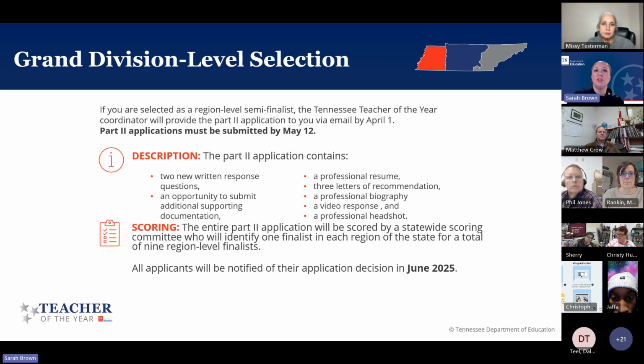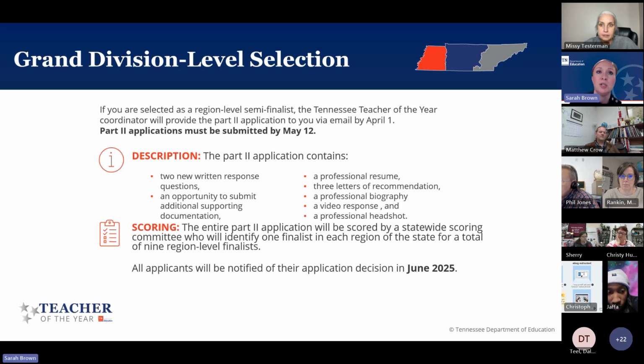If you're selected as a region level semifinalist, the Tennessee Teacher of the Year coordinator, me, will provide the Part 2 application to you via email by that April 1st date. Part 2 applications are to be submitted by May 12th. The Part 2 application contains 2 new written response questions, an opportunity to submit additional supporting documentation, a professional resume, 3 letters of recommendation, a professional biography, a video response, which is a fairly new addition in the last couple of years, and a professional headshot. For the professional headshot, you can use a yearbook photo. So don't worry about trying to go get a brand new one if you feel the need.